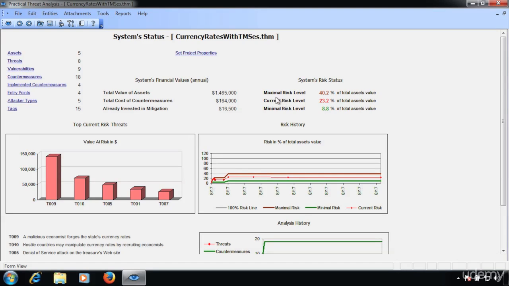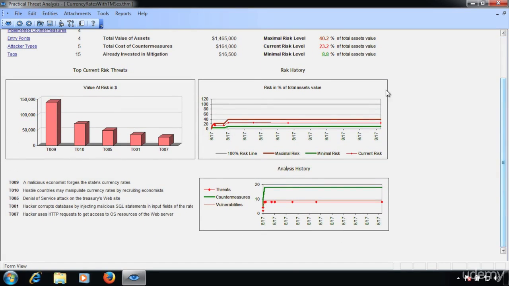Now, here's the system risk status. The maximum risk level is 40%. The current risk level is 23 and the minimum is 8.8. These numbers indicate that any threat that might put us at a risk of 40% is too high. Our threats put us at a risk of close to 23.2%, which is the current risk. The minimal risk, which we wish to go down to, is 8% of the total asset value. This is really the ideal place to be. This is a very risky place to be, and this is where we are right now.